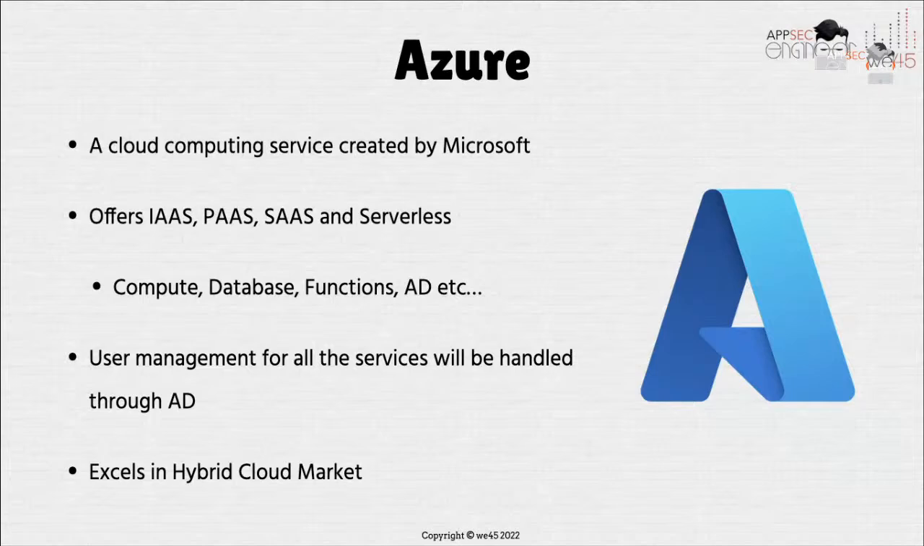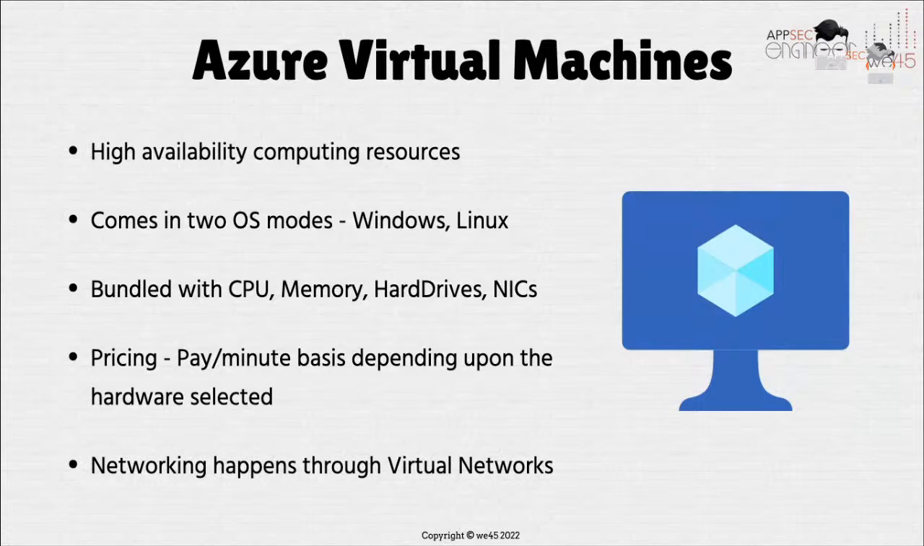And Azure mostly excels and does a better job in terms of handling the hybrid cloud. Suppose you have some private infrastructure which you don't want to take to the cloud, then Azure helps you connect to that as well. And you can also have public cloud. So if you have a mix and match of both private and public cloud infrastructure, then Azure is something you should be looking for. So one such service from Azure is Azure Virtual Machine.